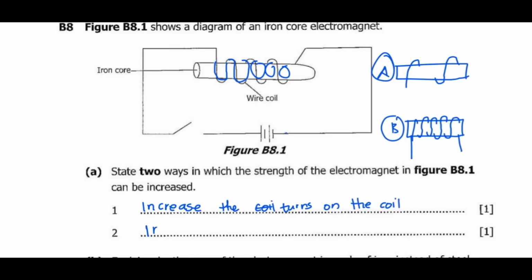Then the other one, increase voltage, or we can say increase current, is the same answer. So if for A you are using 12 volts, then for B you are using 240 volts. The magnet that you are going to produce with 240 volts will be stronger than the magnet that you are going to produce with 12 volts.